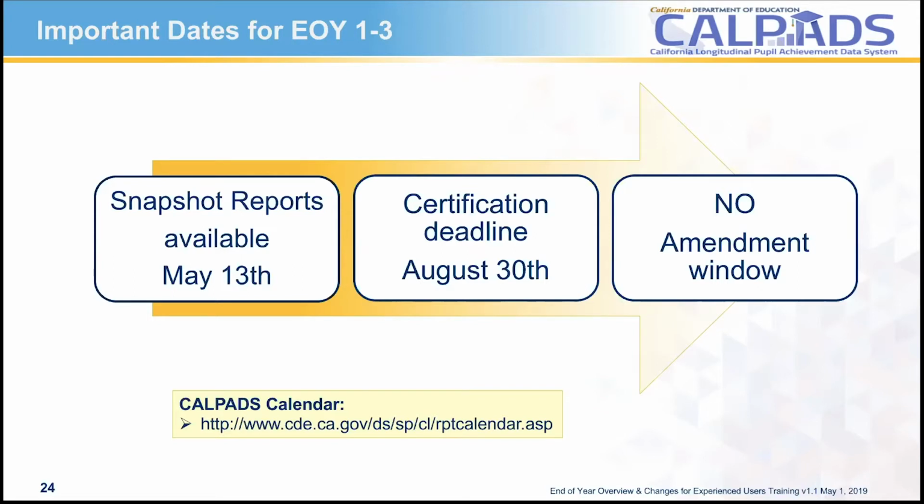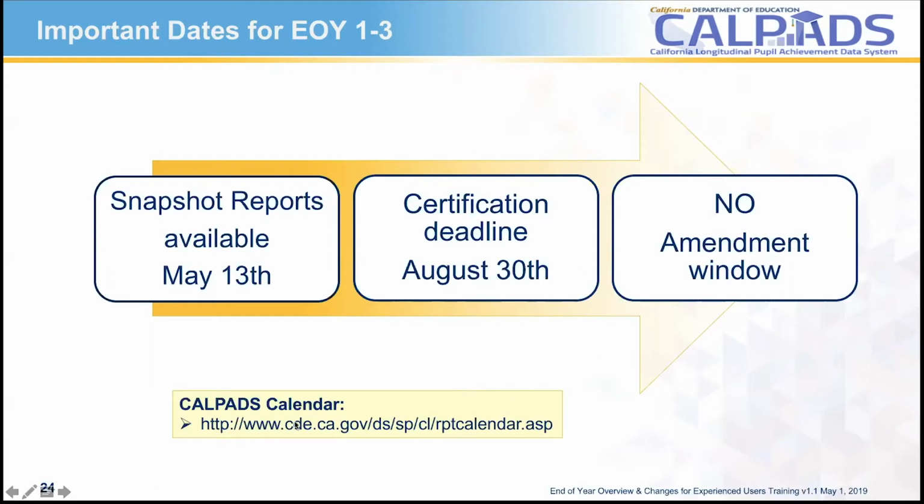And please note, this year we do not have an amendment window, okay? So what that means is you want to plan to certify your data in advance of August 30th. Why? Because then you need to give yourself time to polish up your data a little bit after other folks review them, so you have your final clean data certified before or on the 30th. And we'll talk about suggested timelines a little bit later on in this session, but just keep in mind that you do not have an amendment window this year, okay?